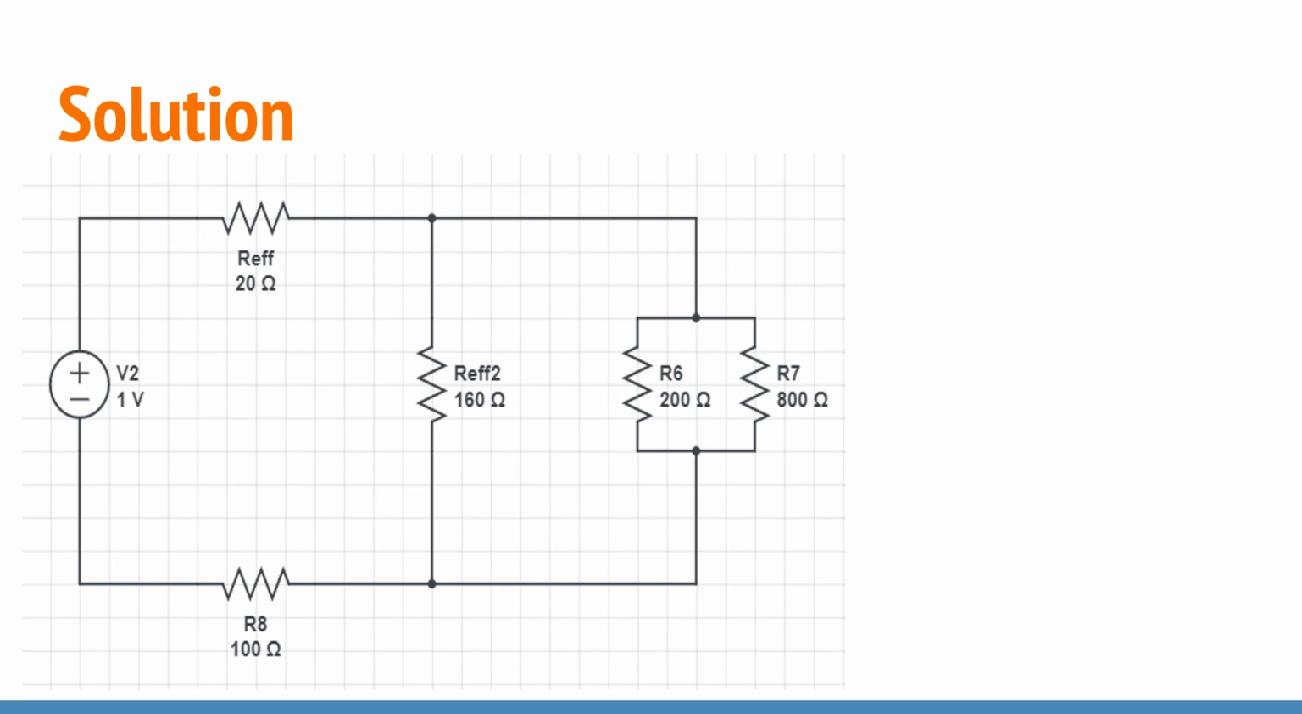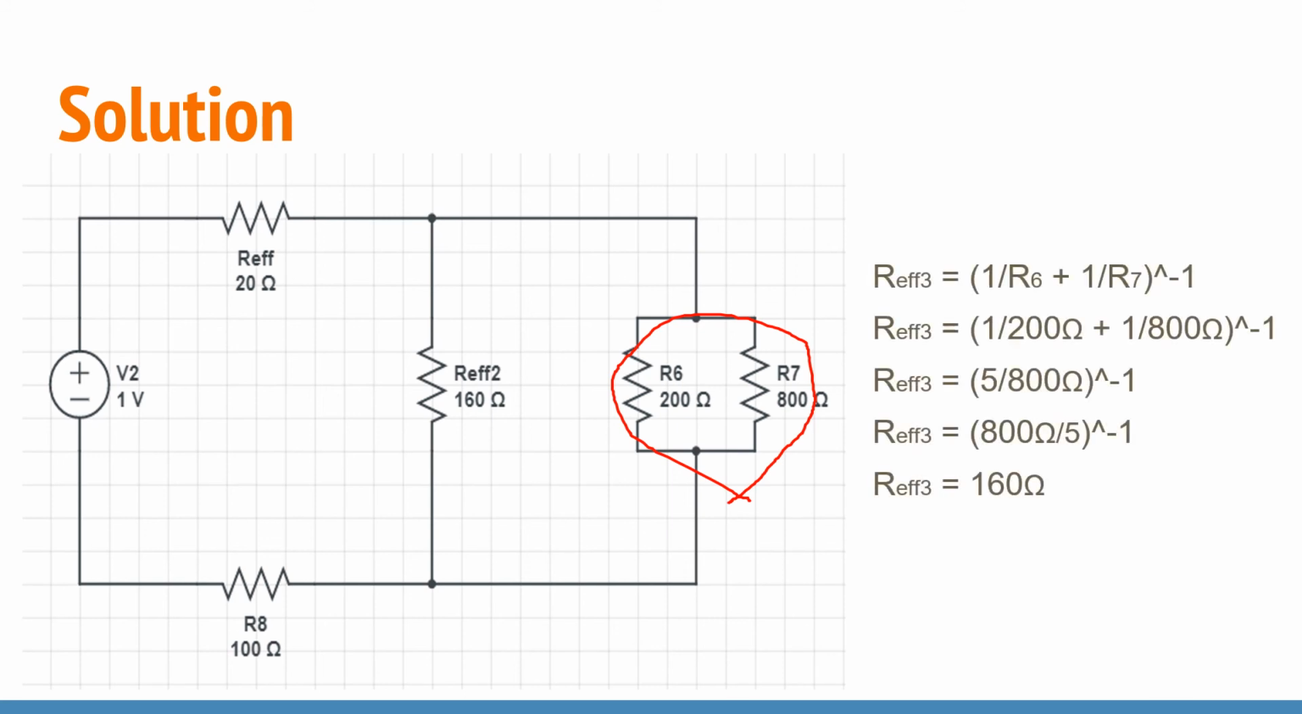Now we will carry on, and we will solve for the effective resistance of these two resistors. The effective resistance of those two resistors, because they're in parallel, is given by the formula 1 over R6 plus 1 over R7, everything to the minus 1. And we're not going to go through the math, but it's 5 over 800 to the minus 1, 800 over 5. And then we get our R effective to be 160 ohms.